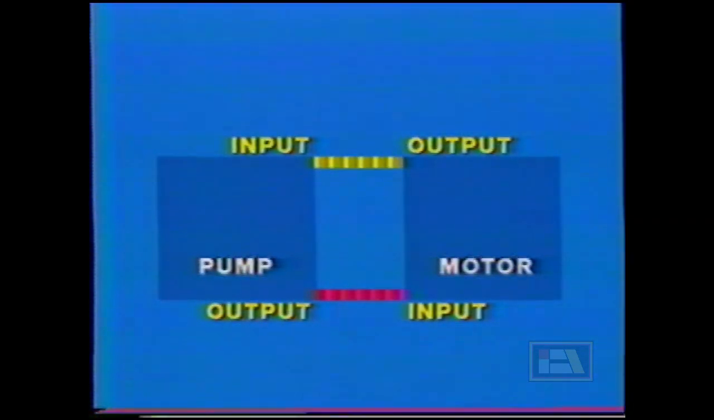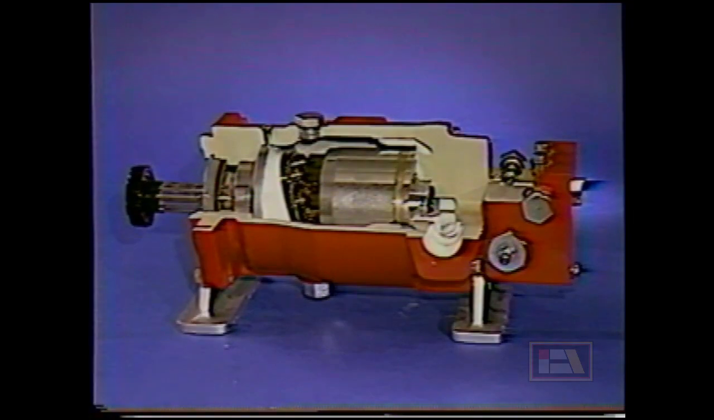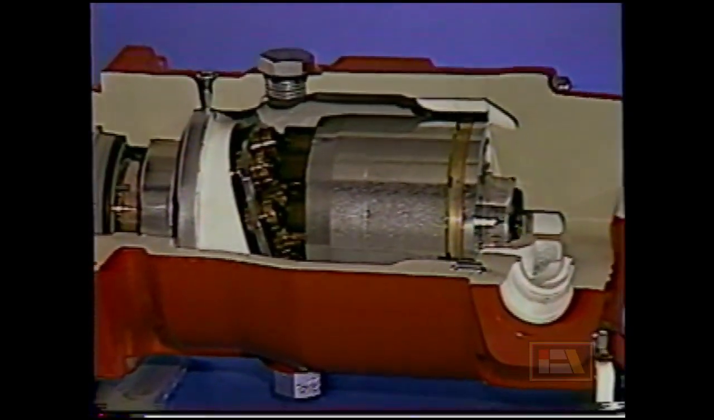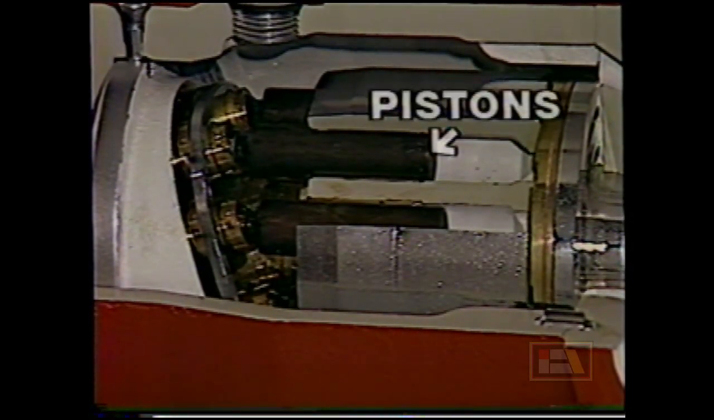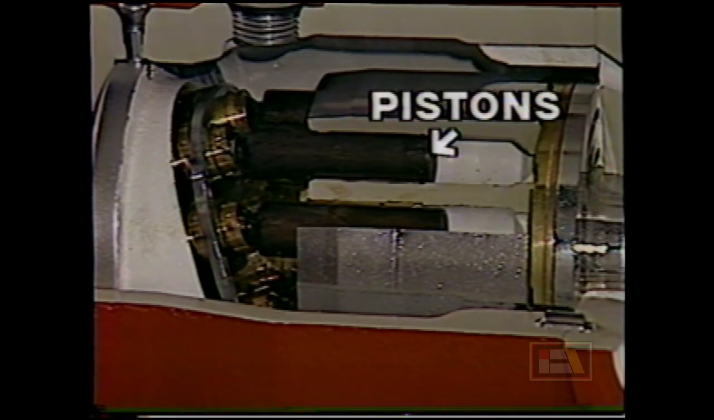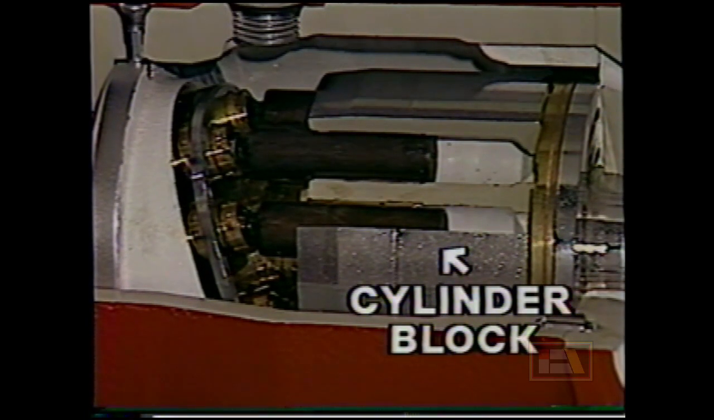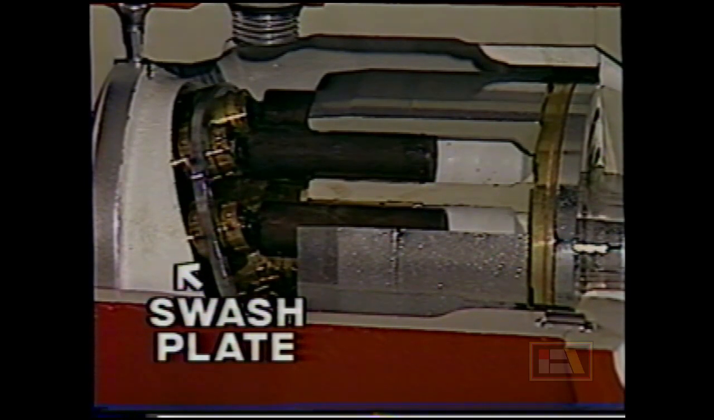Now, let's return to our closed-loop hydrostatic system. Once the oil leaves the axial piston pump, it encounters the input of the axial piston motor. The axial motor is nearly identical to the axial pump and is made up of identical components. Here is the rotating group with the pistons, slippers, and cylinder block, and the swash plate, which is usually at a fixed angle.